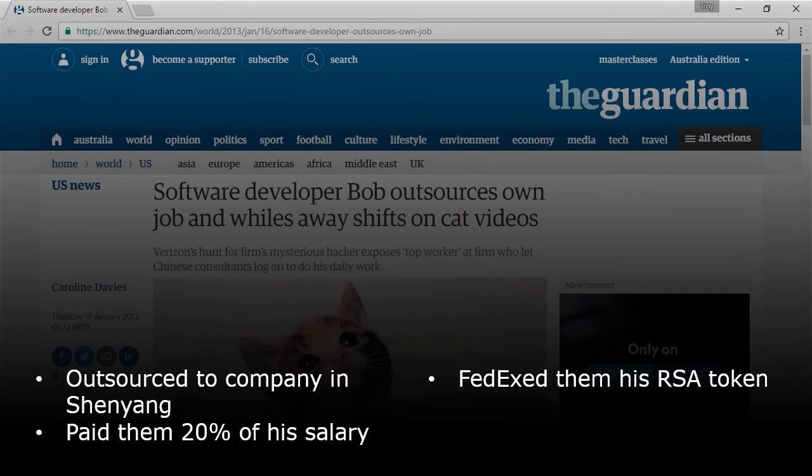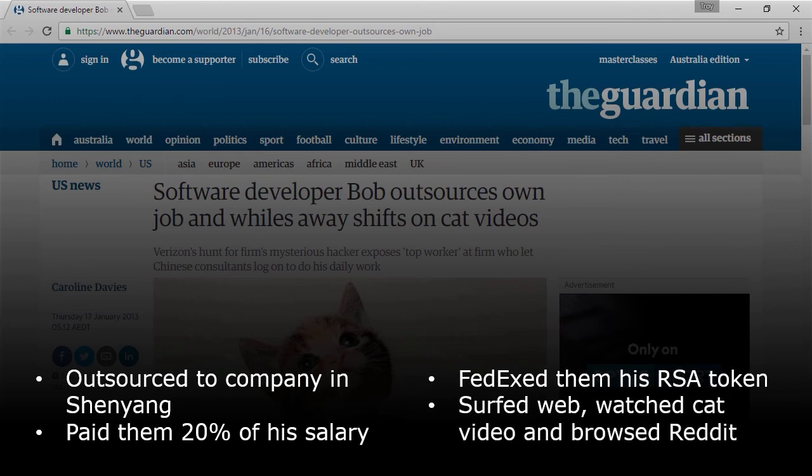Now, whilst they were doing Bob's work, he could go off, search the web, watch cat videos, and browse Reddit. Bob wasn't being malicious in this case. He was being irresponsible, no doubt about it. And what he'd ultimately done is introduced a third party to the network, someone who should never have been in that network in the first place. Now, that was a highly negligent, probably somewhat rare set of circumstances. Let's go and look at something a bit more common.